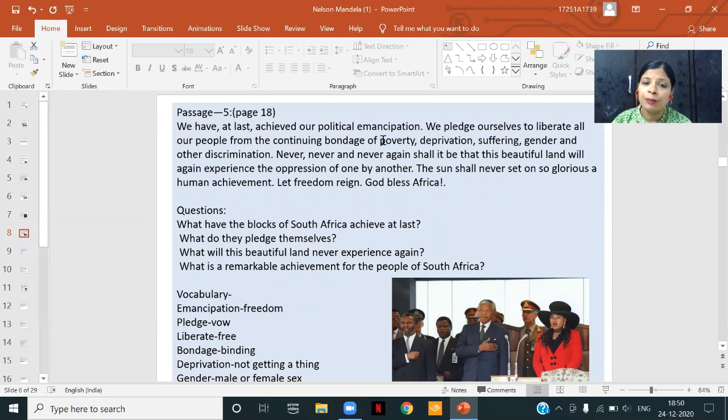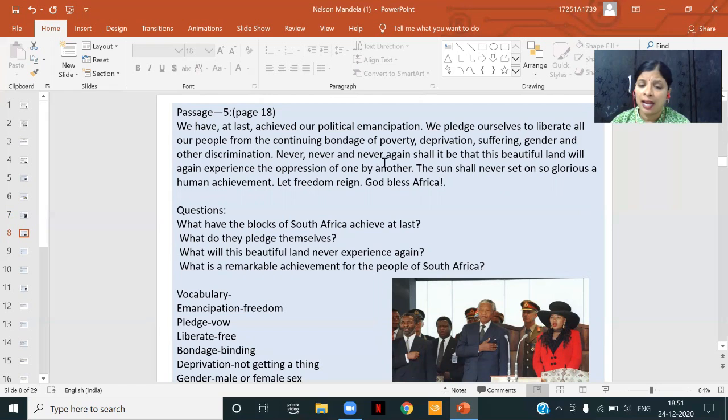We have at last achieved our political emancipation. Nelson Mandela says that we have got our political freedom. Emancipation means freedom. That is, democracy is nothing but political emancipation, right? We pledge ourselves to liberate all our people from the continuing bondage of poverty, deprivation, suffering, gender, and other discrimination. So Nelson Mandela pledges. What is he promising? He is promising that they are going to liberate all the people. That is, liberate means to free all the people. Free of what? Free of bondage of poverty or deprivation. Deprivation means not getting their rights or not getting food or clothing or the basic amenities that they were deprived of, or suffering or gender and other discrimination. So the people were going to be free of suffering, they were going to be free of any kind of discrimination, and all the people would have the basic human rights.